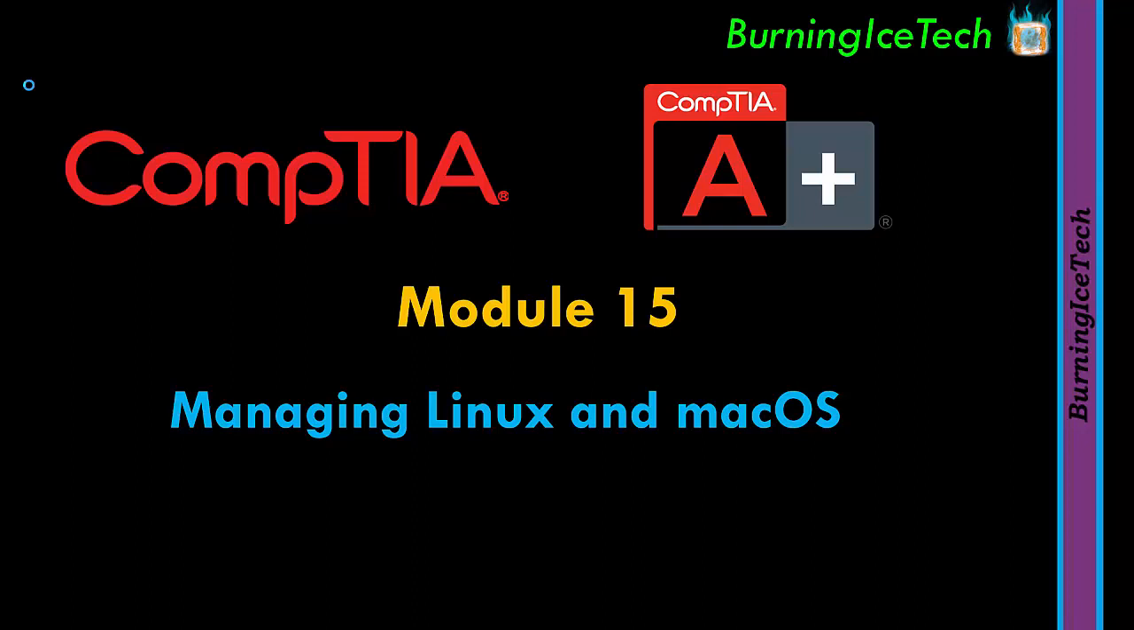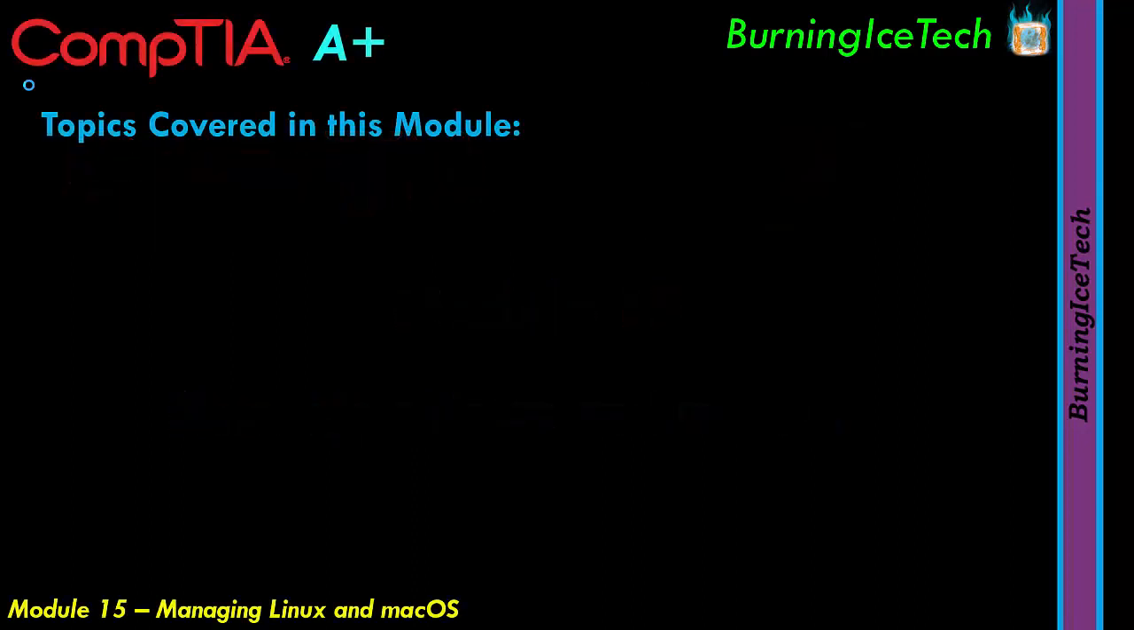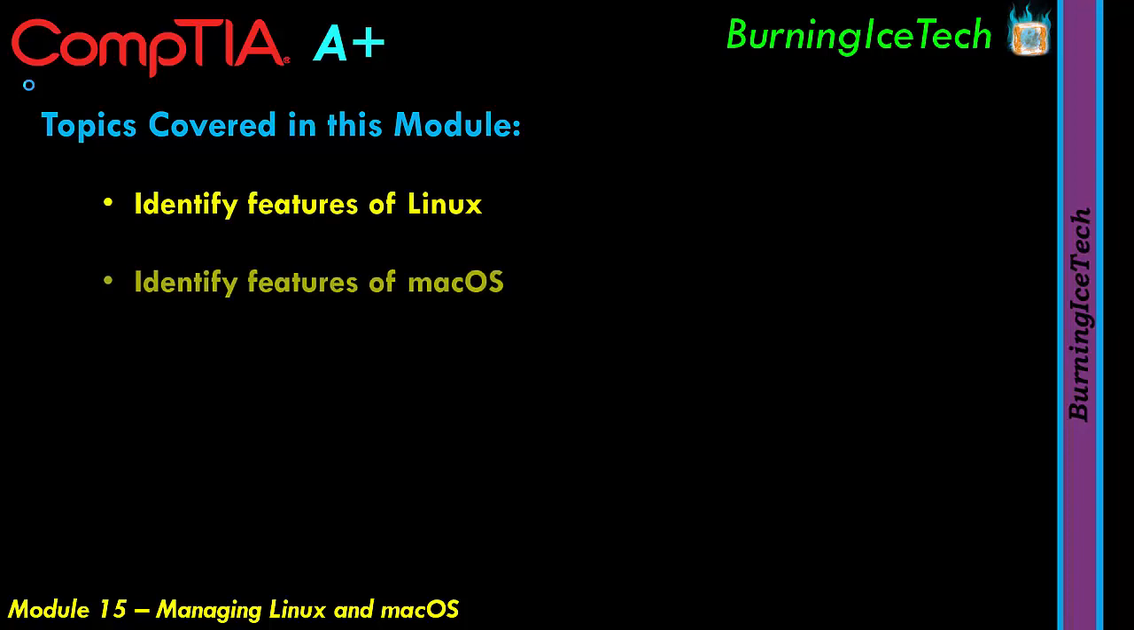This module is called Managing Linux and Mac Operating System. Please note though folks that this module will be a wee bit shorter compared to some of the other modules in this course. Alright, let's just get right to the agenda of this module since it's going to be such a short module. There's only two main sections that we'll be covering in this specific module folks. The first section is Identify Features of Linux. The second section is Identify Features of Mac Operating System.